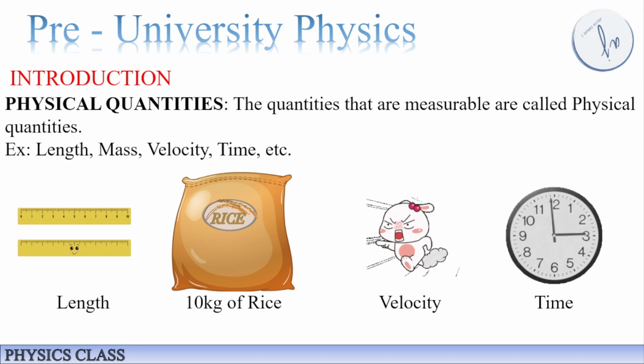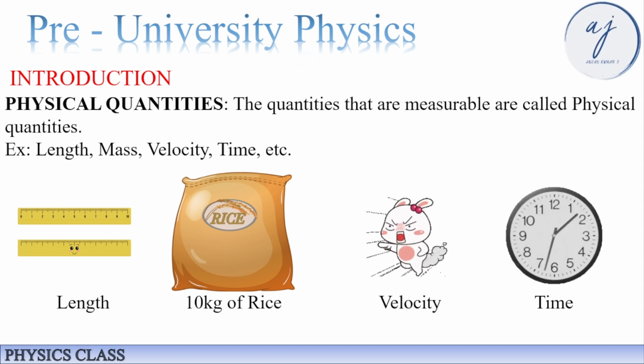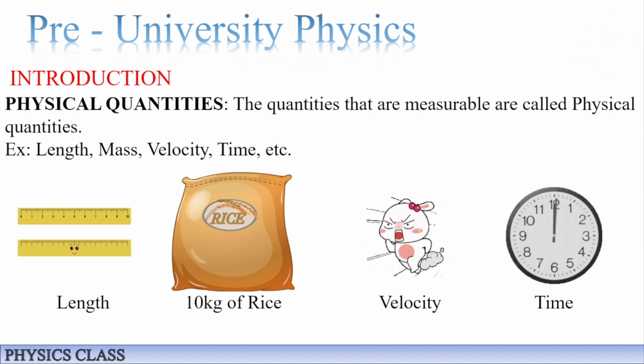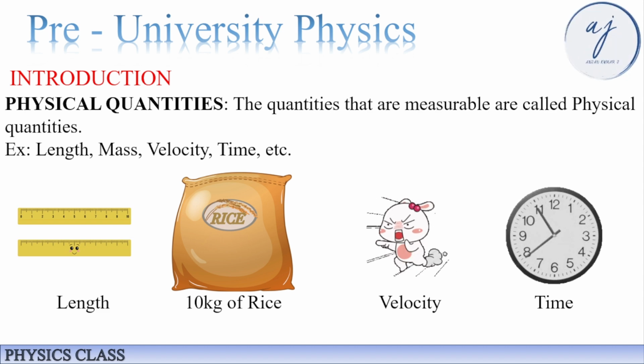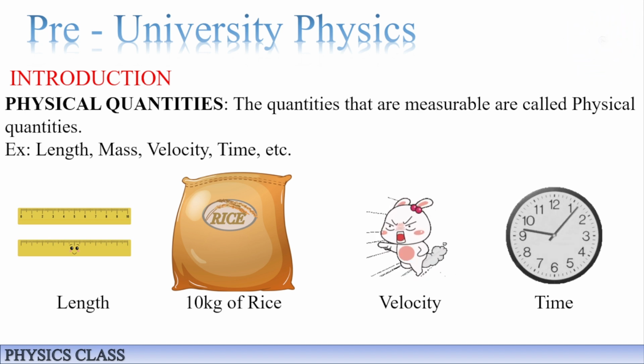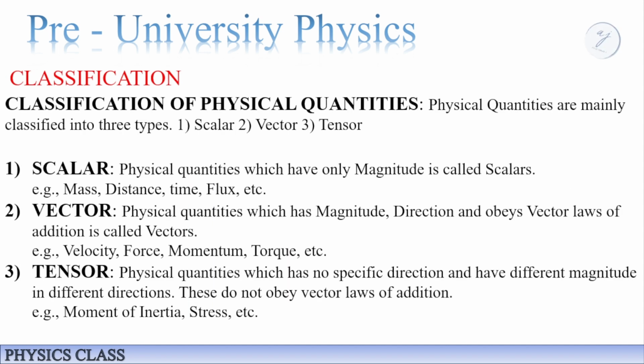Now, let me define what we mean by physical quantity. The quantities that are physically measurable are called physical quantities. Length, mass, velocity, time, distance, displacement, amount of substance, acceleration, force, pressure. Many more things can be listed under physical quantity. Physical quantities are mainly classified into three types: scalar, vector, and tensor.